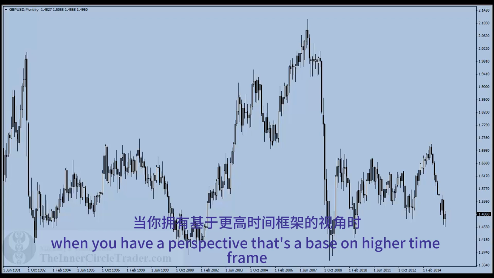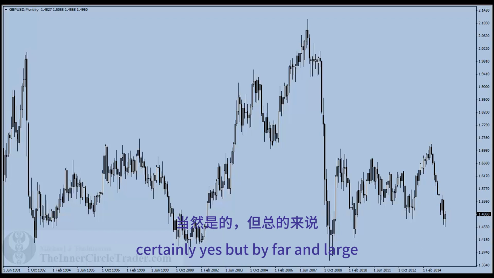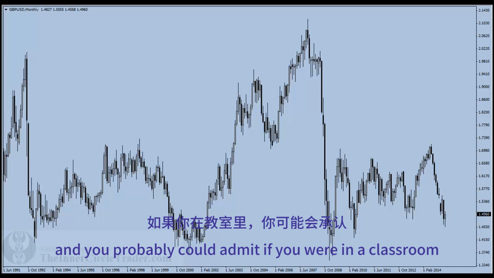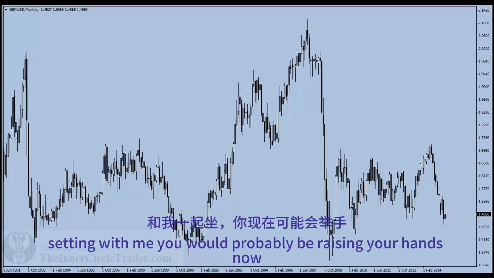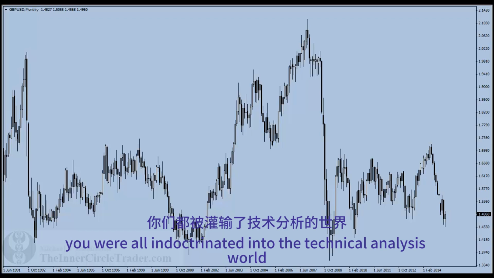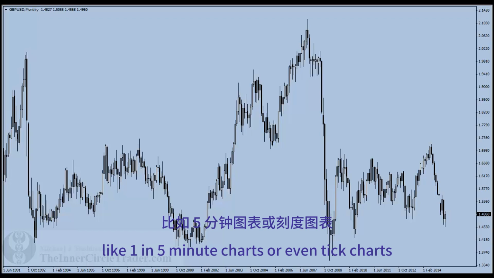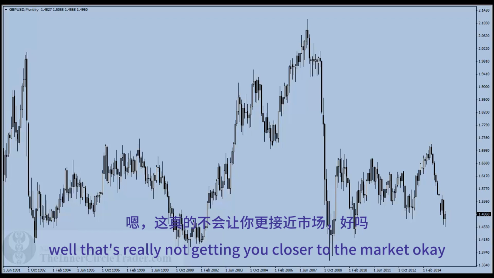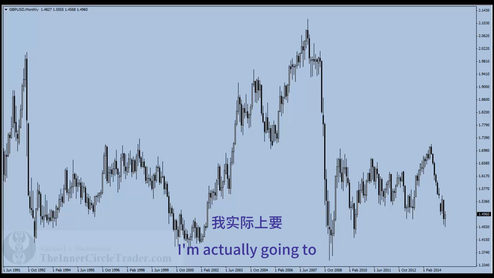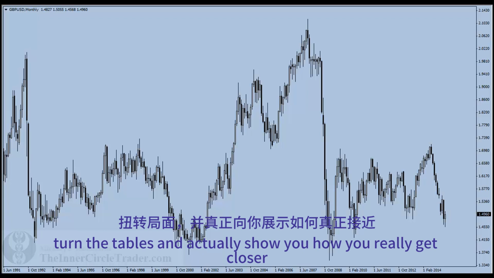I'm actually going to turn the tables and show you how you really get closer to the market. Because the market is defined by the deep pocket institutional bank traders. They are the market. We are just fleas on the back of that dog. Sometimes they'll scratch and kill us, and other times we're lucky enough to ride along on their coattails to wherever they're trying to get the market to go.